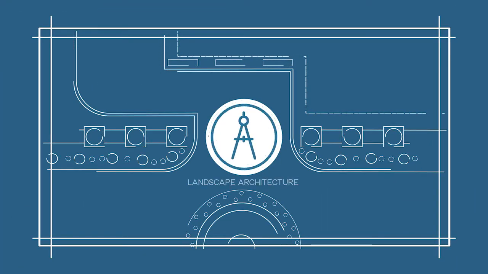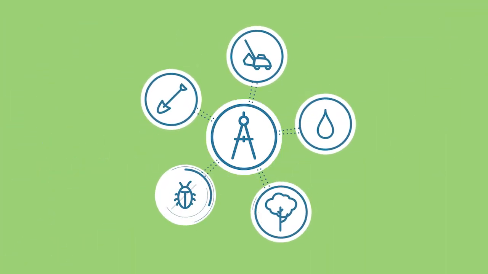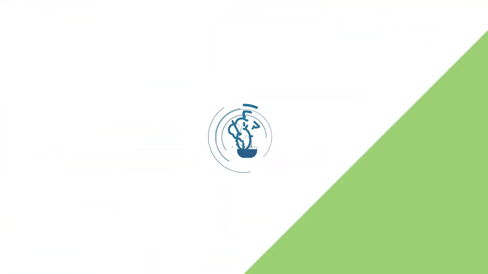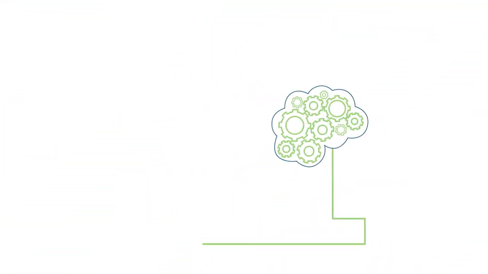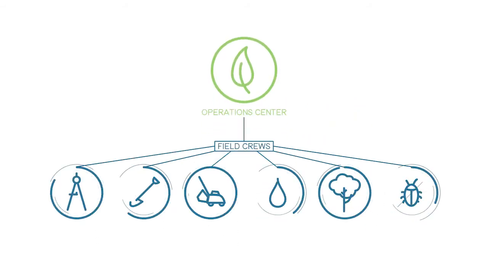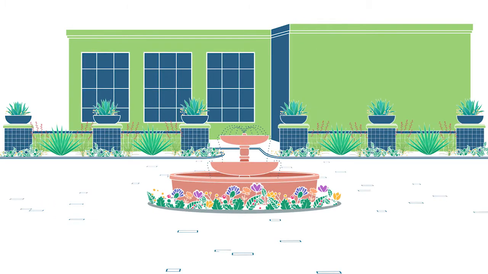Our landscape architecture team has the unique ability to collaborate with experts from all of our divisions throughout the design process, enabling us to blend creativity with practical knowledge of Arizona's arid climate. Our internal structure facilitates communication between our operations center and field crews in all our divisions, which ensures accuracy and optimizes response time of every project. The results are beautiful and sustainable landscape environments.